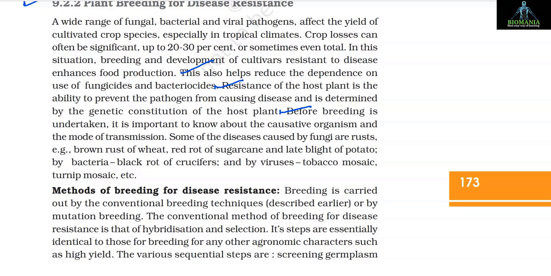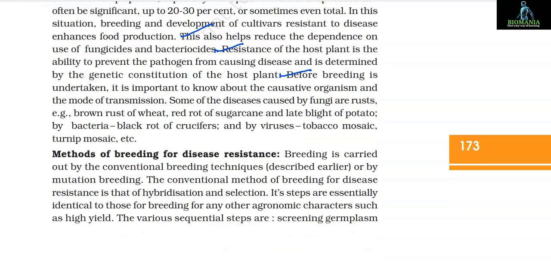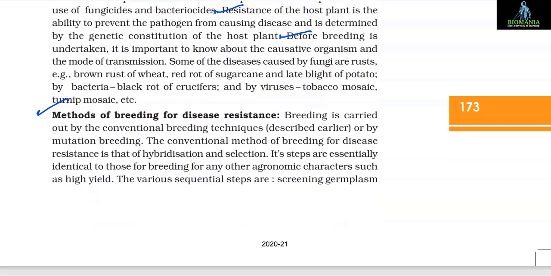Some of the diseases caused by fungi are rust, for example brown rust of wheat, red rot of sugarcane, and late blight of potato; by bacteria, black rot of crucifers; and by viruses, tobacco mosaic, turnip mosaic, etc. Methods of breeding for disease resistance.